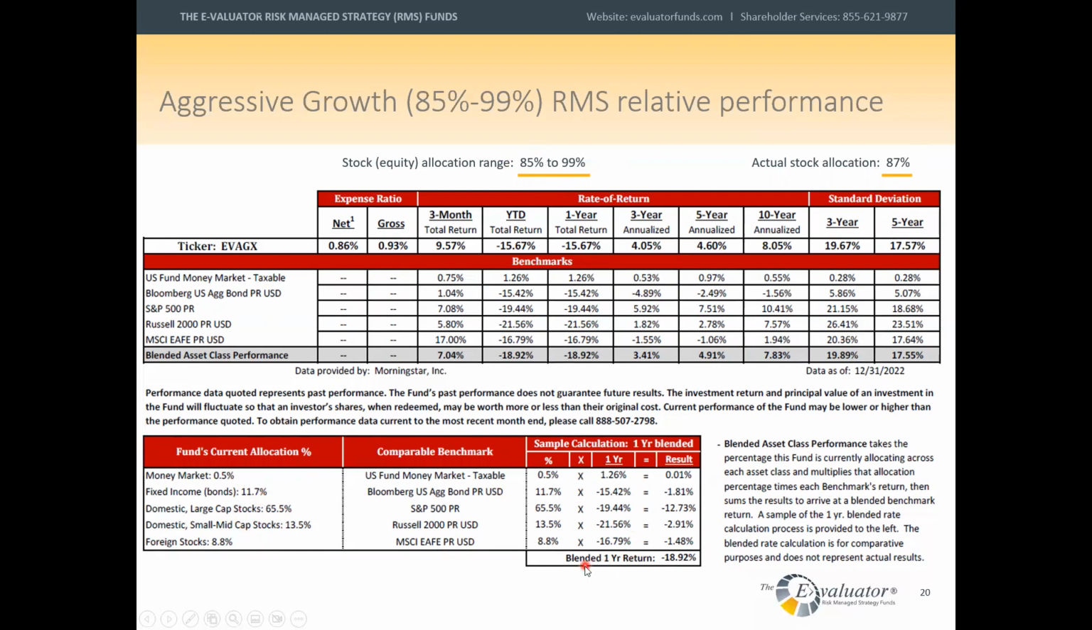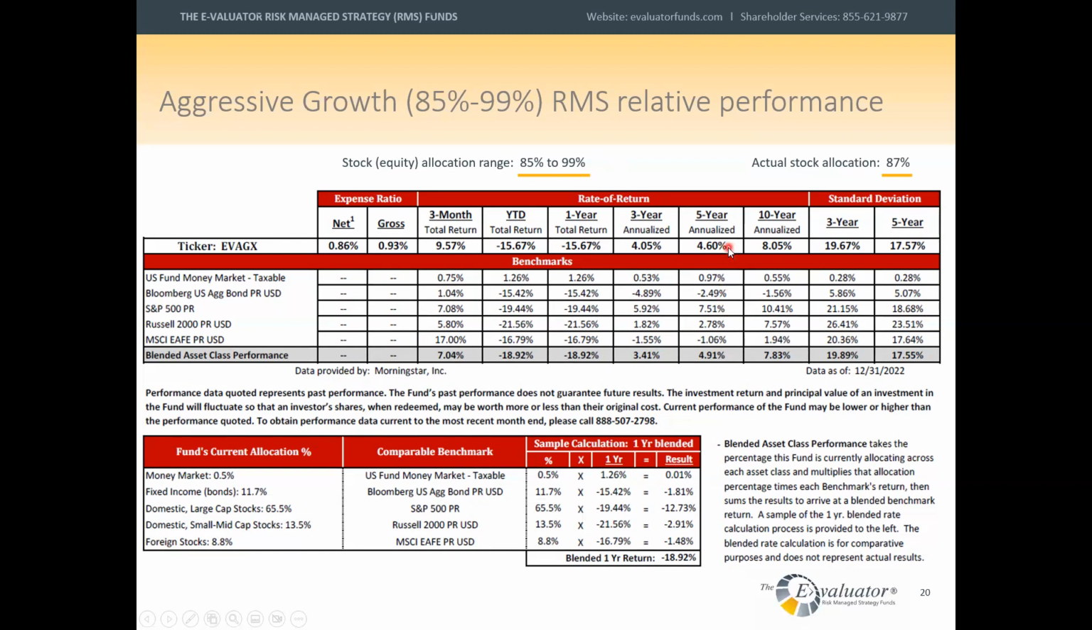You can see the blended rate across those indexes for 1 year would have generated a minus 18.9% return, which in comparison to the fund doing minus 15, the fund actually would have done better than just putting the money into these indexes. The 3-year return was 4.05 per year for the fund compared to 3.41 for the peer group average.